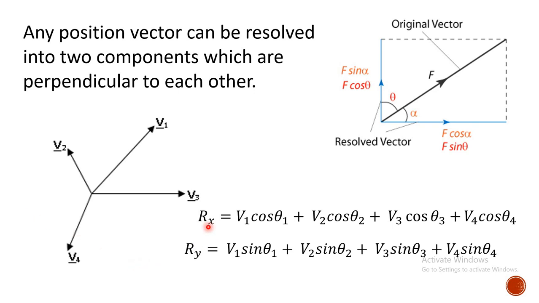If you do that, you use v1 cos theta 1 for the horizontal component of v1, v2 cos theta 2 for the horizontal component of v2, and so on and so forth. At the end of the day, when you add them all together, you get the resultant along the horizontal direction. The same applies to y if the angle it makes is with the positive x-axis. Then you have v1 sine theta 1, v2 sine theta 2, and so on. When you add all of them together, you get the resultant along the vertical component.